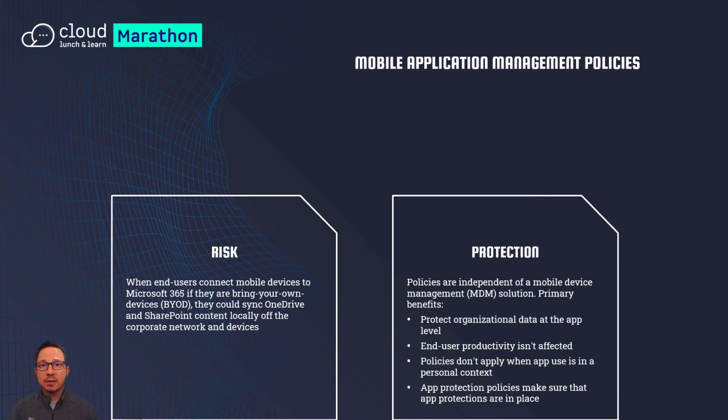So the core benefit for doing this is that you'll protect the organizational data. It will get containerized in the phone. It doesn't affect the end user. They don't really see anything. It just happens. The policies don't apply when the app use is personal. So if I have an app that uses, let's say mail, for example, Outlook, and I'm using it for my Hotmail account versus my corporate account, when I flick contexts and go to the personal, the policies don't apply. And then when I come back, it does. And then, of course, app protection policies make sure that the protections are stuck and in place.